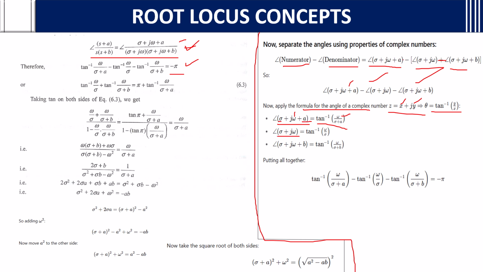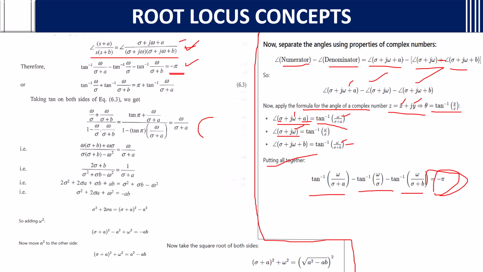Again, angle sigma plus j omega you can write as tan inverse of y by x, where y is omega, by sigma. Here again omega by sigma plus b. Like that you can write. Putting all together, you will get tan inverse omega by sigma plus a, minus tan inverse omega by sigma, minus tan inverse omega by sigma plus b, equals minus pi. All angles will equal minus 180, so minus pi you need to equate.